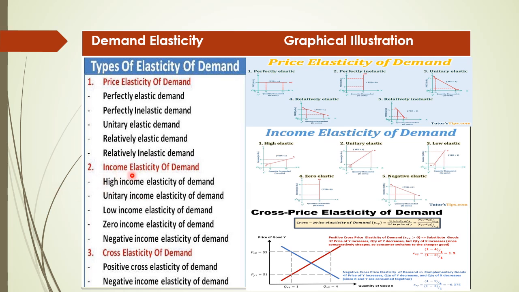Next, we have income elasticity of demand. This shows how demand changes when your income changes. The income elasticity of demand can be said as high if the proportionate change in quantity demanded is greater than the proportionate change in price.